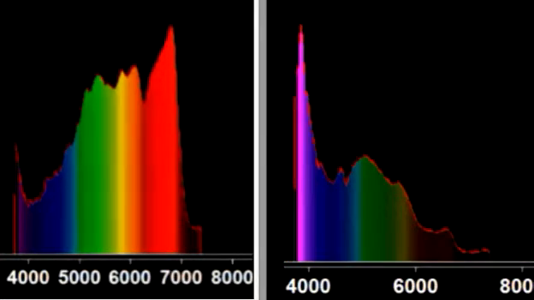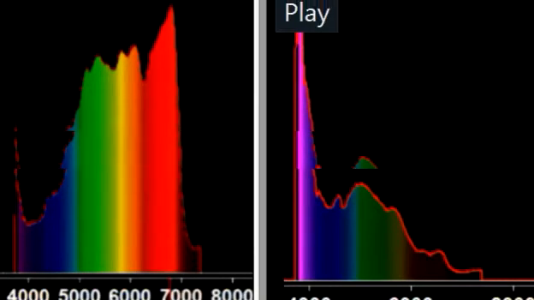Now actually Bellatrix's peak energy occurs at 1,340 angstroms in the ultraviolet energy range, but my camera is sensitive only down to a minimum of 3,800 angstroms.